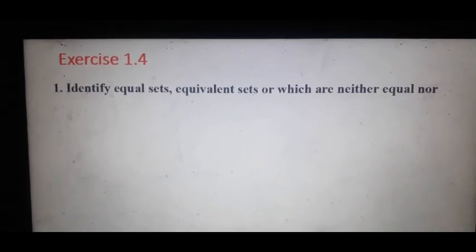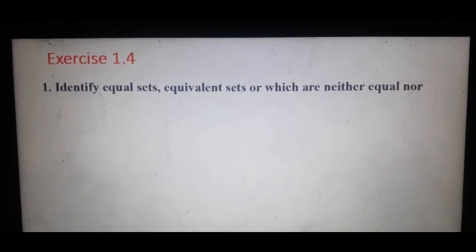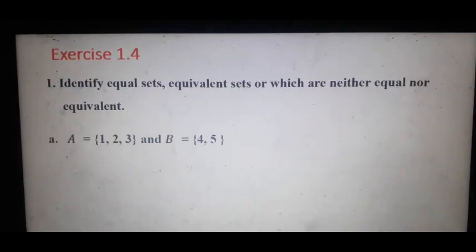Okay, exercise 1 to 4. Identify equal sets, equivalent sets, or sets which are neither equal nor equivalent.